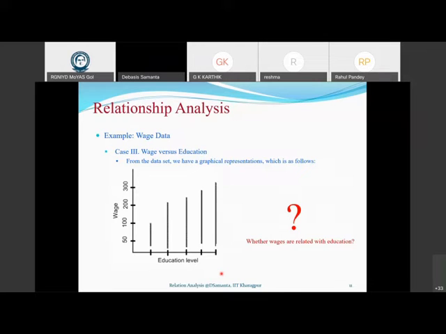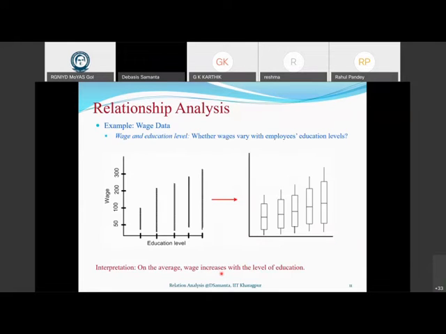Now here we want to learn about how salaries are related with education level. Can you conclude anything from here? Possibly you will not be able to conclude so confidently. Then what is the way out? The way out is that again we can apply data analytics or data science. This is another relationship analysis that we can apply on this raw data, and this is called a box plot.